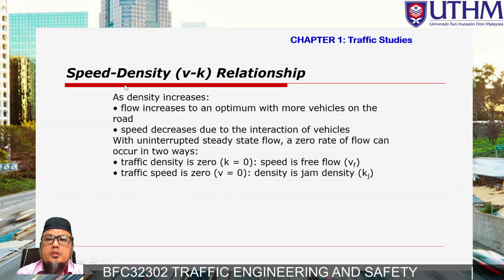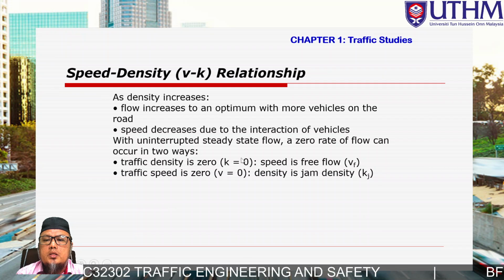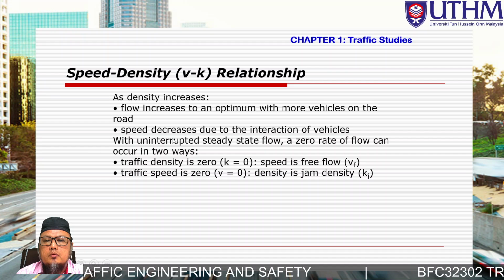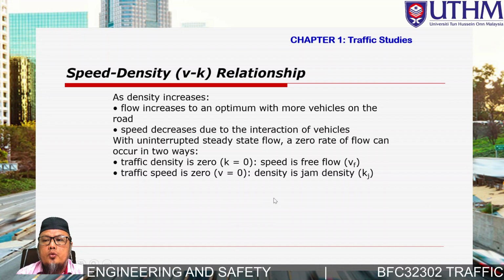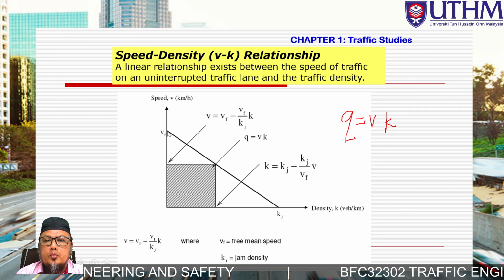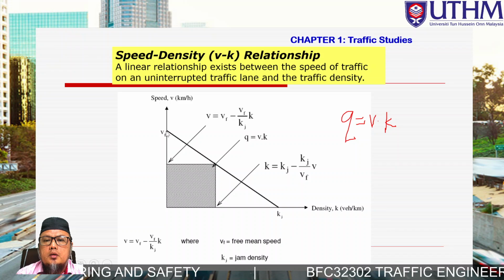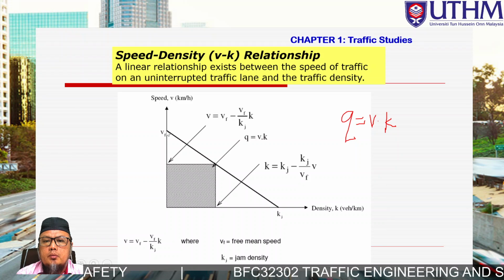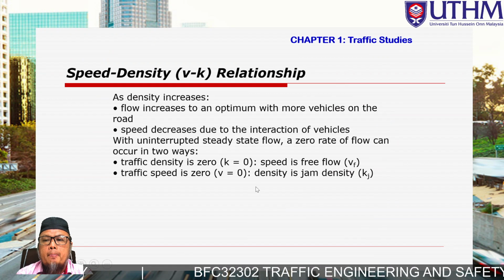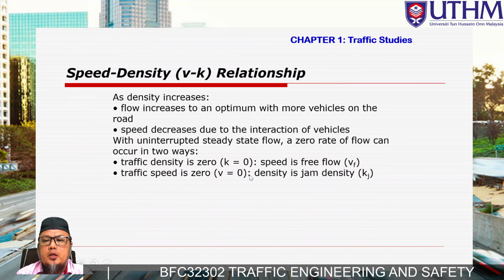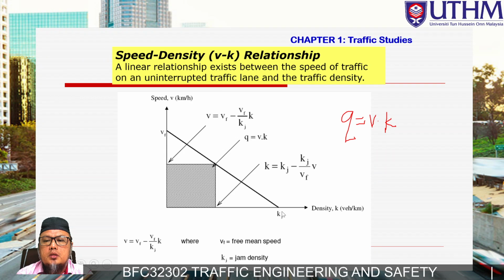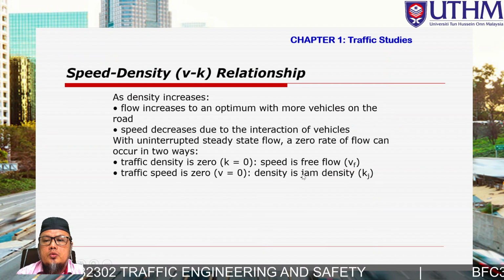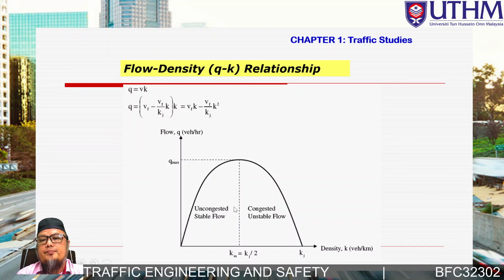Okay, the relationship between these: when density is 0, which is K0, the speed is free flow. The speed is free flow speed, not the maximum and not the optimum, but free flow. Okay, when speed is 0, which is here, we have jam density. So the density is considered jam.